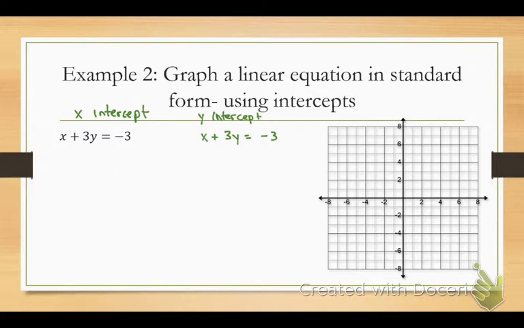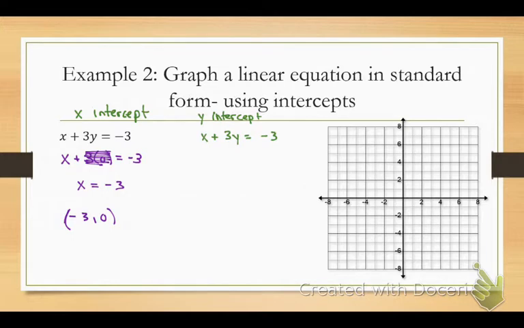To solve for x, what do I plug in for y? 0. So it's x plus 3 times 0 equals -3. What's 3 times 0? 0. So x equals -3. There's nothing else to do. Now, if there was a number connected to x, I would divide. So it's -3, 0. Raise your hand if you got that for x.